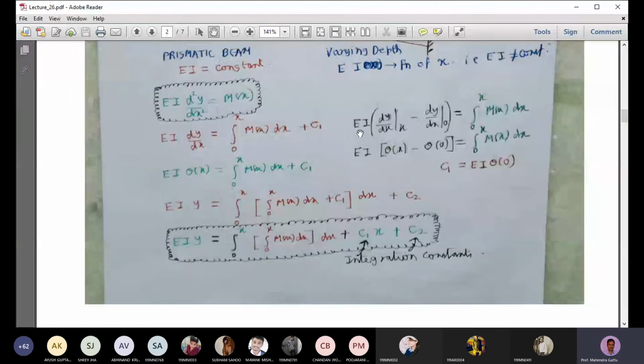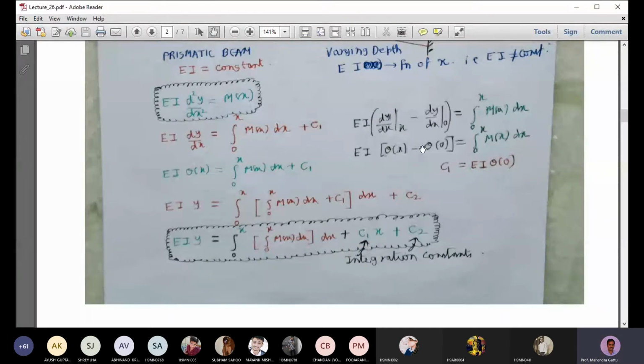So what will happen here? When you do this integration for EI d square y by dx square is equal to M of x, I'm taking limits from 0 to x on the left hand side and 0 to x on the right hand side. What will happen is we'll get EI dy by dx at x minus dy by dx at 0 is equal to integral M of x dx. What is dy by dx at x? It is theta of x, and dy by dx at 0 will be theta of 0. So theta of x minus theta of 0.